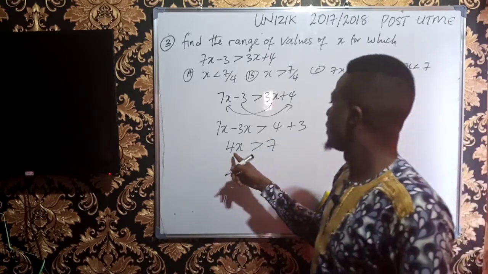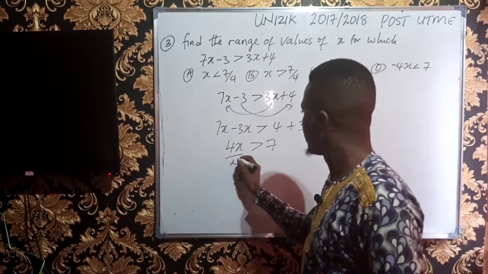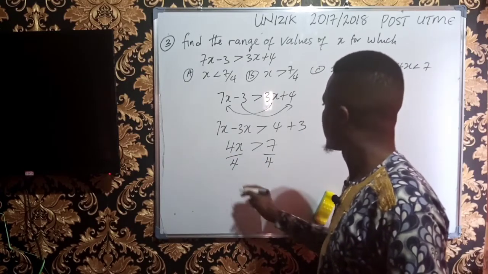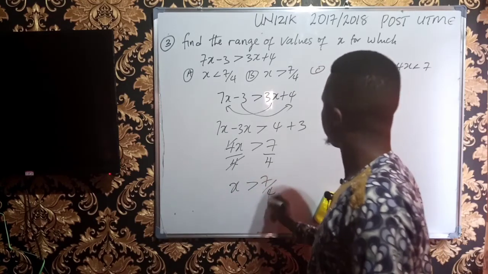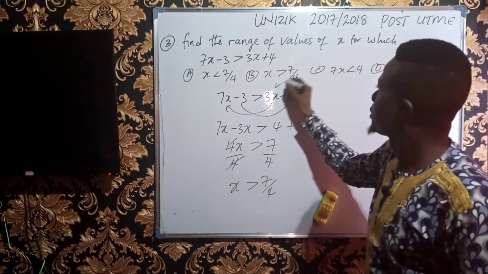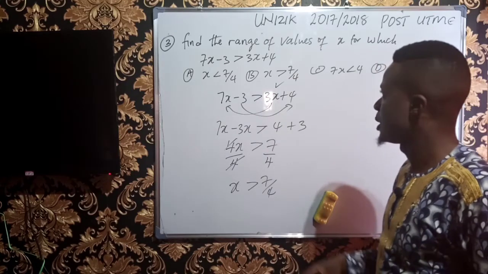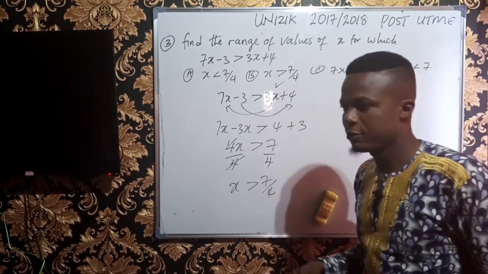So to get rid of this 4, I will divide both sides by 4. That's the coefficient of x. This cancels out. So x is greater than 7 over 4. So you can see it's option B this time around, greater than. Mind the signs. Let's take the fourth question.